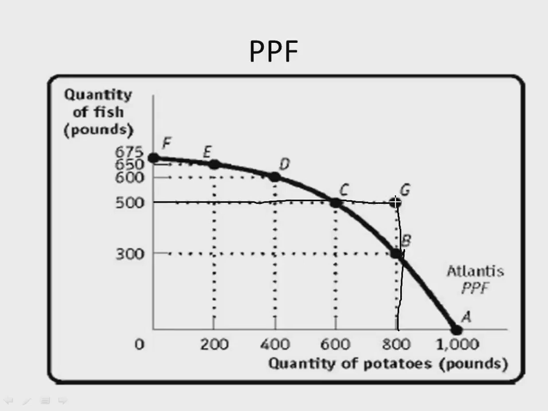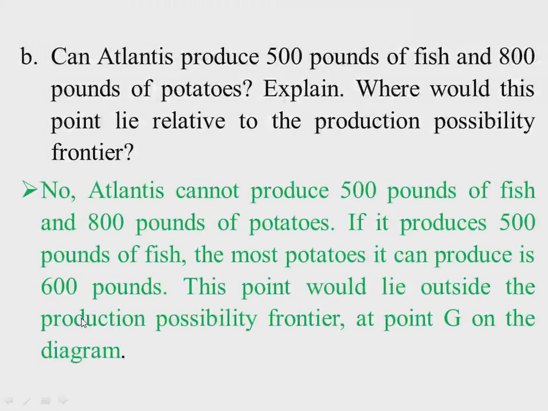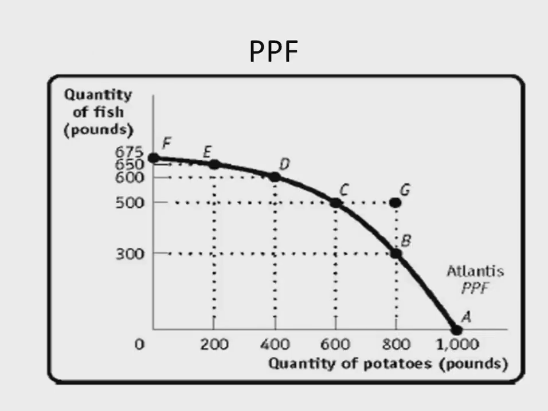Therefore, it means that Atlantis will not be able to produce at that point given the resources. What that means is that Atlantis cannot produce 500 pounds of fish and 800 pounds of potatoes. If it produces 500 pounds of fish, the most potatoes it can produce is 600 pounds. This point then would lie outside the frontier. So if it produces 500 pounds of fish, the best it can produce of potatoes will be 600.